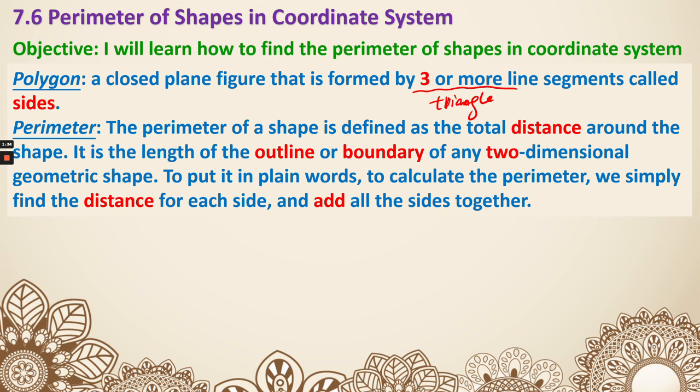Next, the definition for perimeter. A lot of you probably already know what perimeter represents, but here is the official mathematical definition. The perimeter of a shape is defined as the total distance around the shape. So, total distance, or total length around the shape. It is the length of the outline or boundary of any two-dimensional geometric shape. To put it in plain words, to calculate the perimeter, we simply find the distance or length of each side and add all the sides together. That's basically what it is.